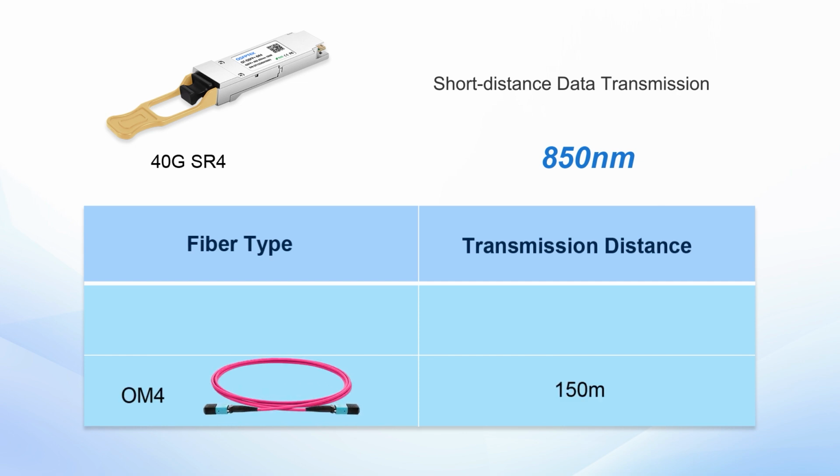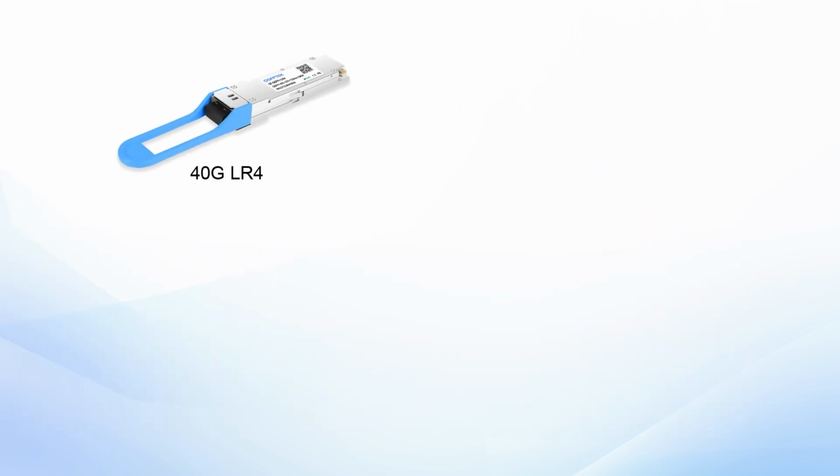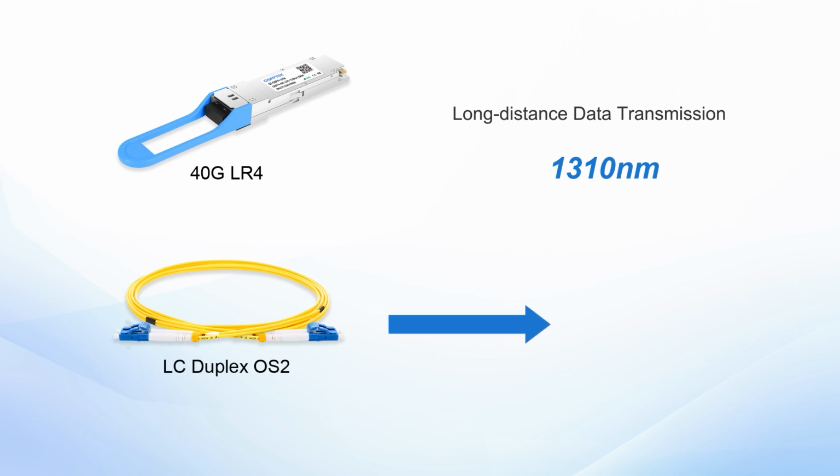Next, let's consider transmission distance. Taking the most common 40G SR4 and 40G LR4 as examples, the MTP 40G SR4 module is designed for short-distance data transmission, using an 850 nanometer wavelength and operating on multimode fiber. On OM4 fiber, it can transmit for 150 meters. On OM3 fiber, the transmission distance is 100 meters. The LC 40G LR4 optical module has a longer transmission distance, using a 1310 nanometer wavelength, and can achieve a transmission distance of 10 kilometers on OS2 SMF.